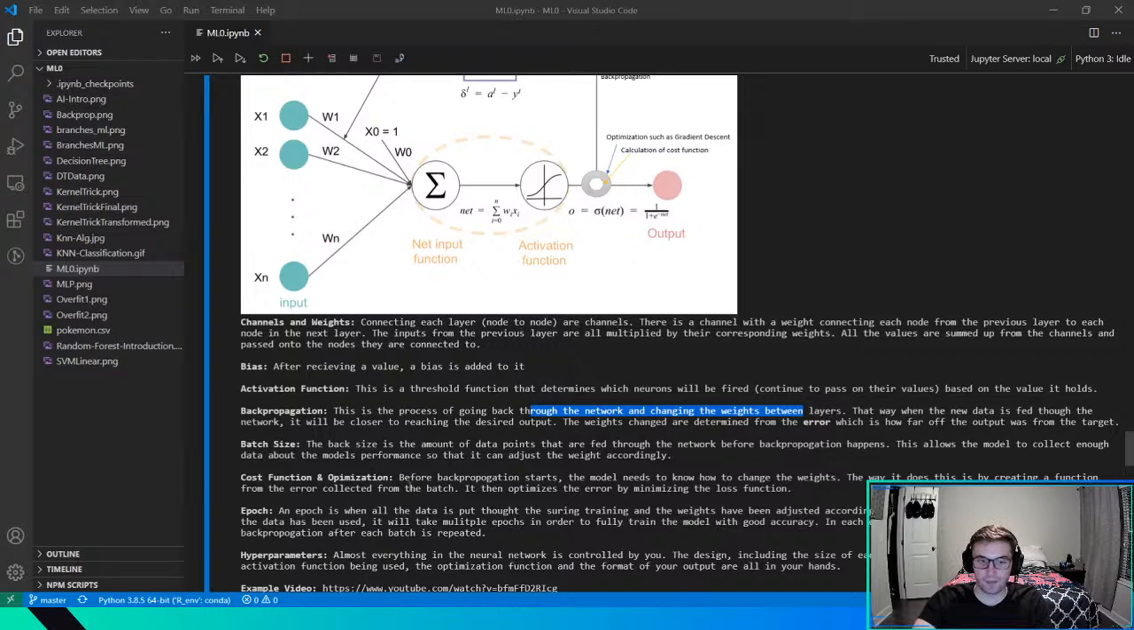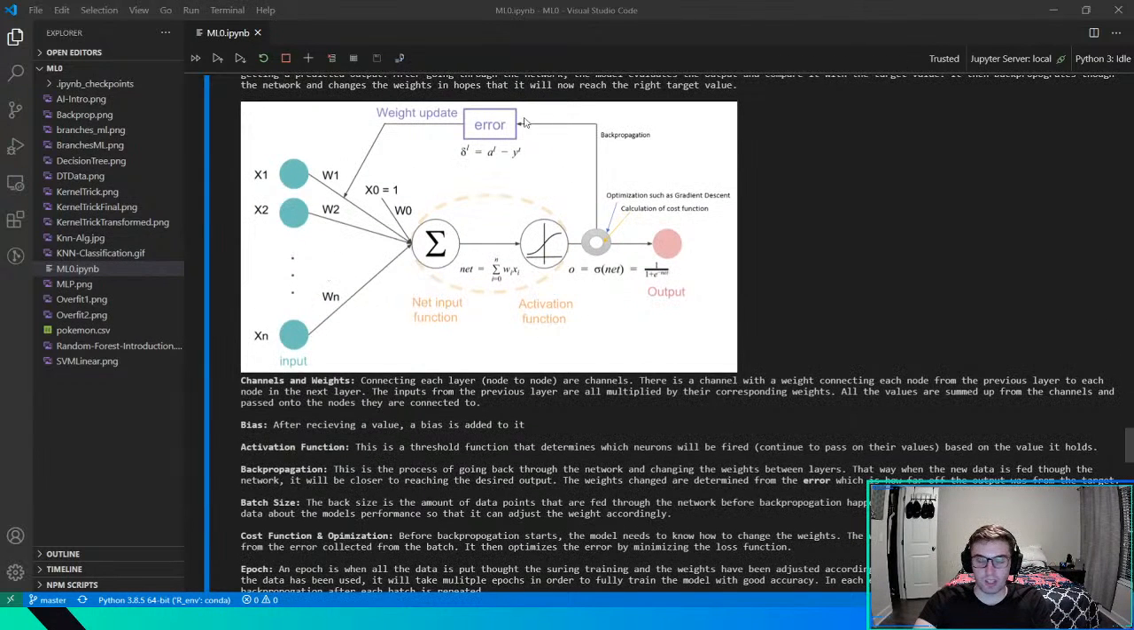All right, and then some other stuff like batch size, for example. So you can either feed this one input at a time and then get the error, which is called online learning. However, if you think about it, maybe you have a million data points. This will be pretty slow and it can be really noisy.